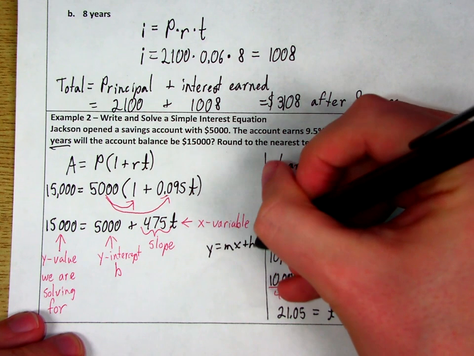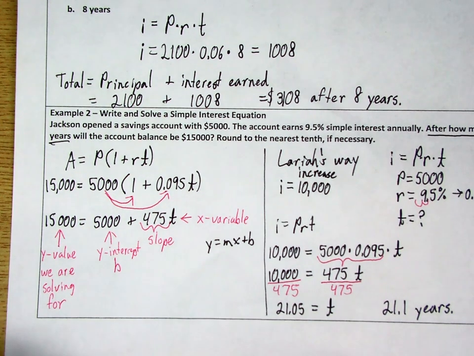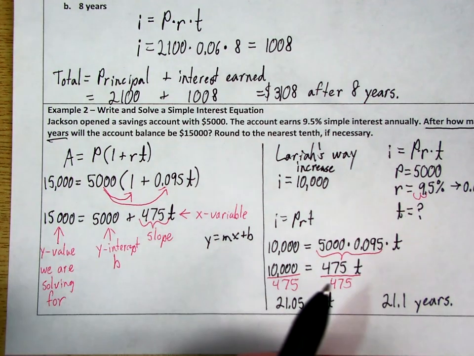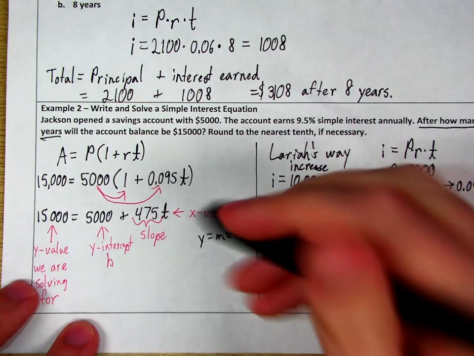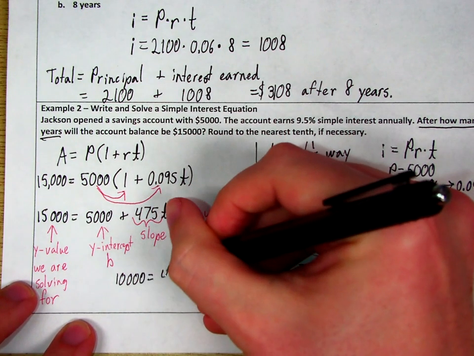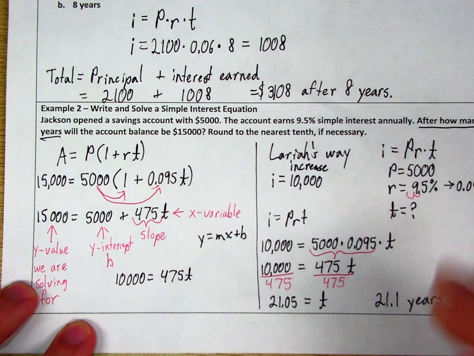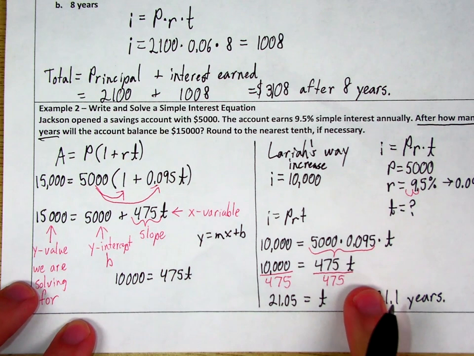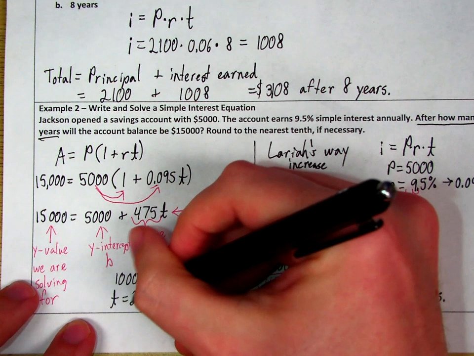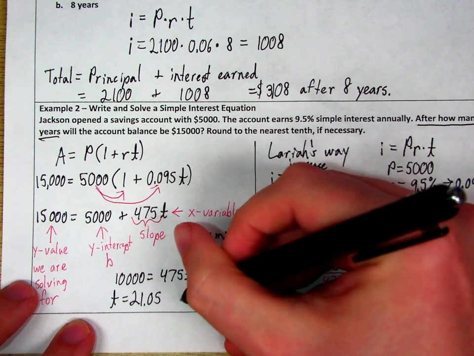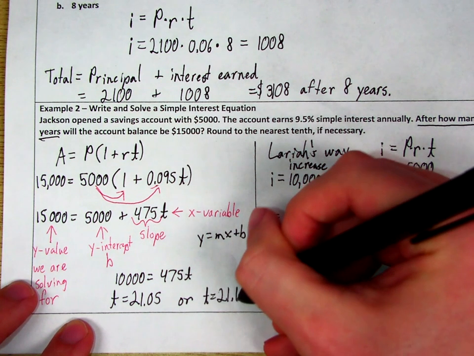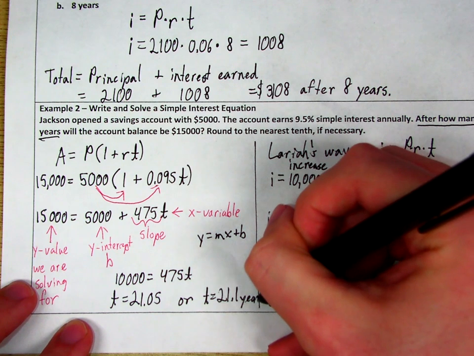That was the goal. And then we approached it. The advice was we're going to subtract 5,000 from both sides, which got us to 10,000 equals 475t. And then we're back to the exact same steps that we had here. We found t was 21.05, or t equaled 21.1 years.